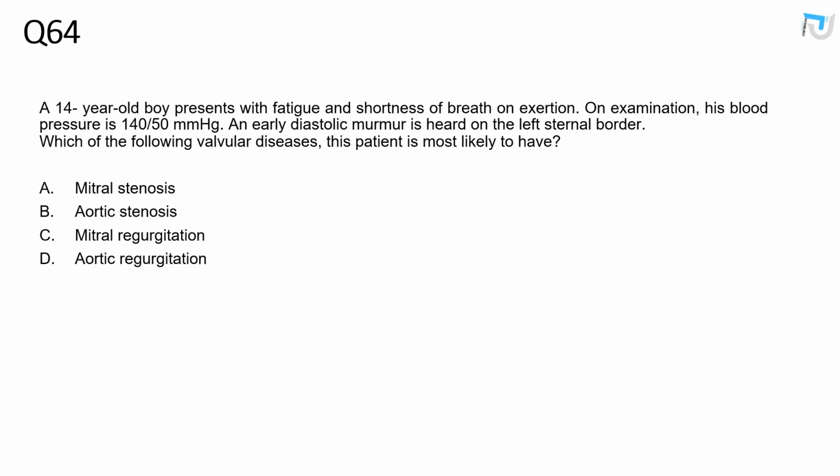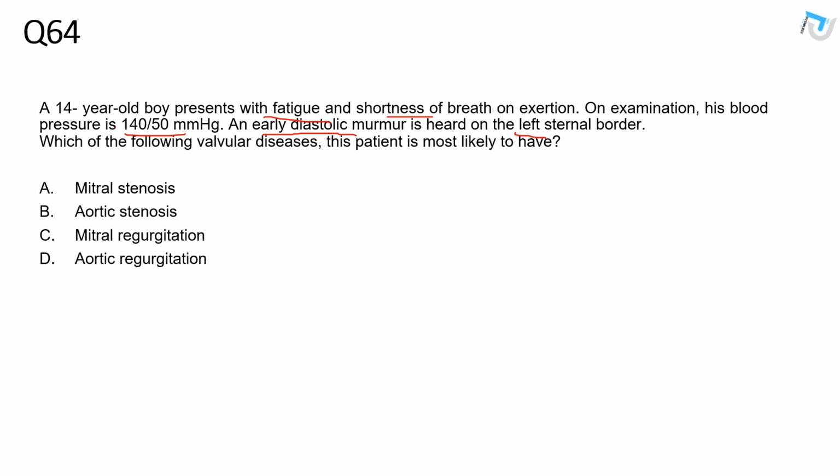A 14-year-old boy presents with fatigue and shortness of breath on exertion. On examination, his blood pressure is 140/50. 140 is the systolic, 50 is the diastolic. So the pulse pressure here is 90 millimeters of mercury, which is quite a huge pulse pressure. The difference between systole and diastole is big. An early diastolic murmur is heard at the left sternal border. Which of the following valvular diseases is this patient most likely to have?